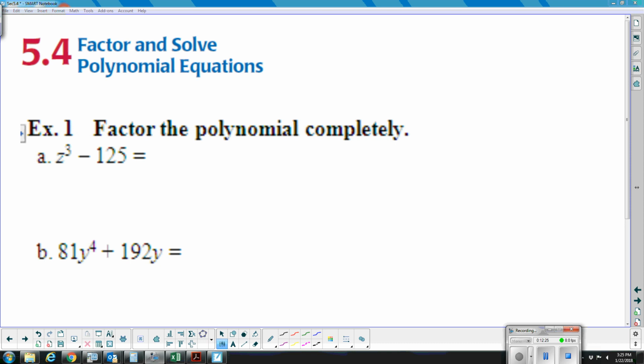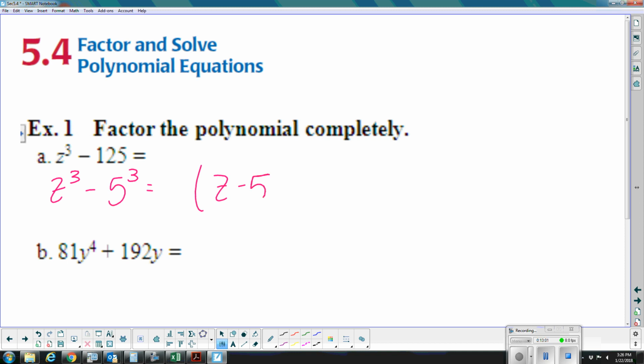All right, so try these two polynomials on your own. We did a couple of them together. Actually, we'll do these first two together again, and then you can try the third one on your own. So again, it's sometimes helpful to rewrite what your cubes are, or what your a and b are. So in this first case, I can rewrite this as z cubed minus 5 cubed. So I'm looking at the difference of two cubes.